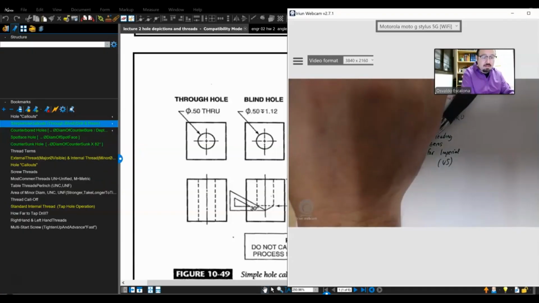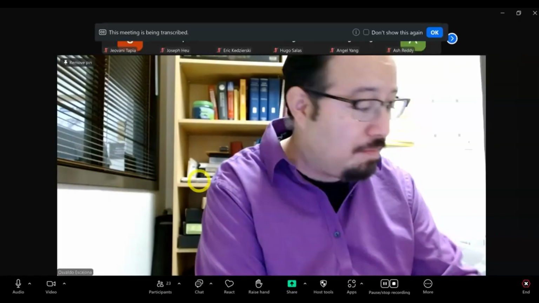If you have never used a chuck and a spindle, this is what we call a hand drill.